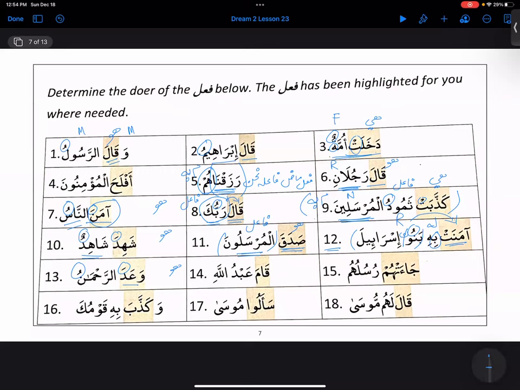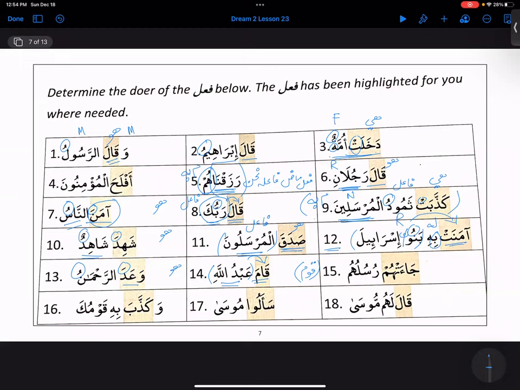Qama Abdullah. Qama means to stand, and from that comes qom, because qom stands for one belief, one cause or one mission or whatever. So that's why qom is used for that. But this is qama, the verb. Qama means he stood. Who stood? Abdullahi, slave of Allah. Abdullah stood, and that is referring to Prophet Muhammad sallallahu alaihi wasallam.